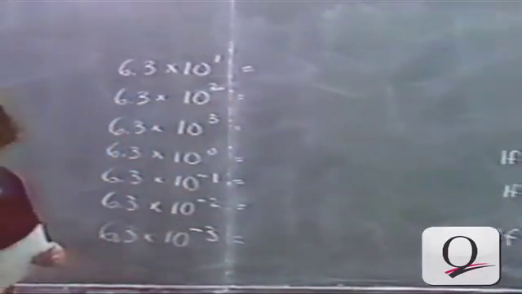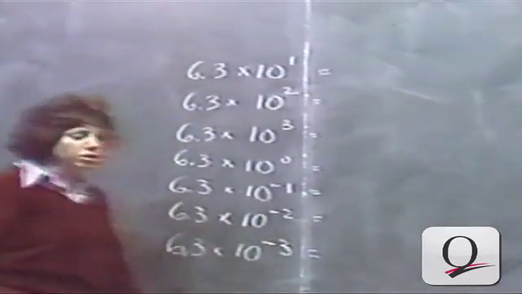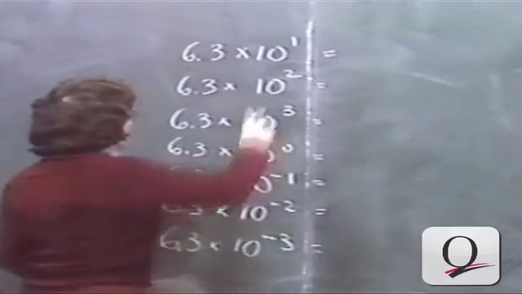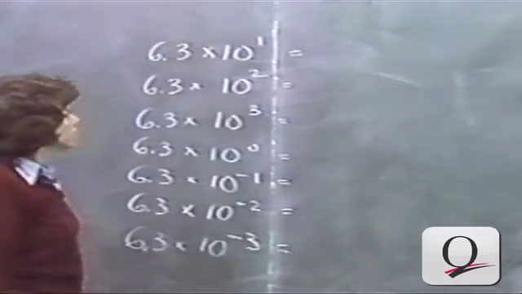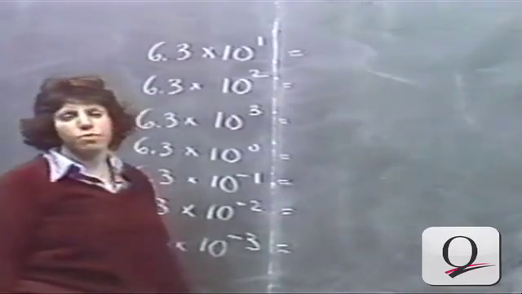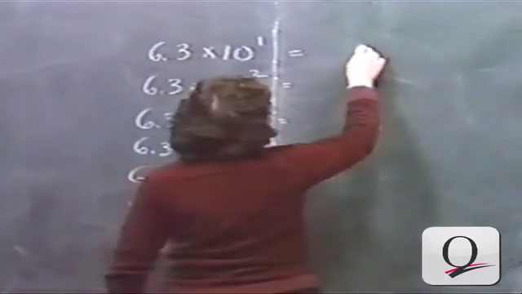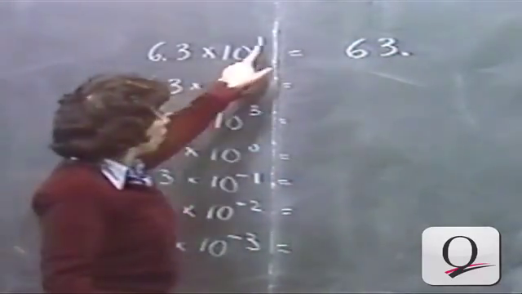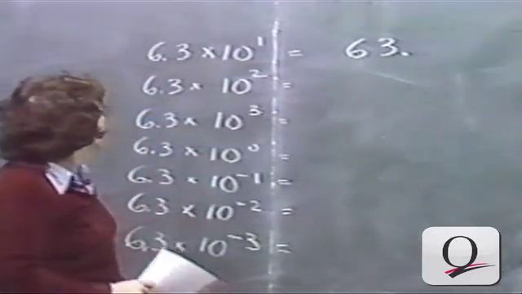Okay, let's try out our new rule on some examples here. In each case, we want to multiply the number 6.3 by a power of 10. In the first case, we're multiplying by 10 to the first power. Since the power is a positive integer here, we're going to move the decimal point that number of places to the right. 6.3 times 10 to the first power is going to be 63. You move the decimal one place to the right. 6.3 becomes 63 point, or just 63.